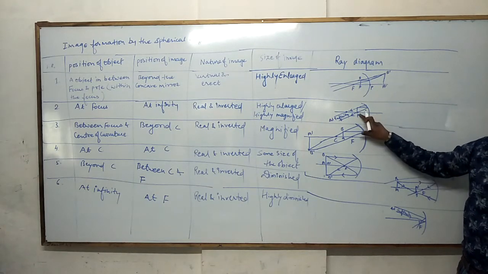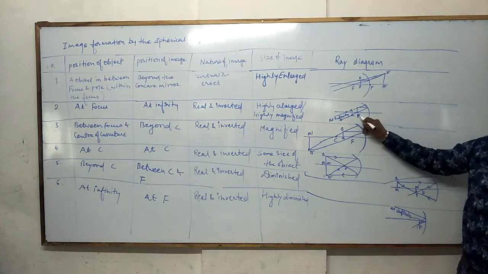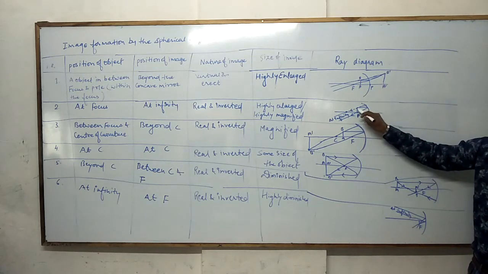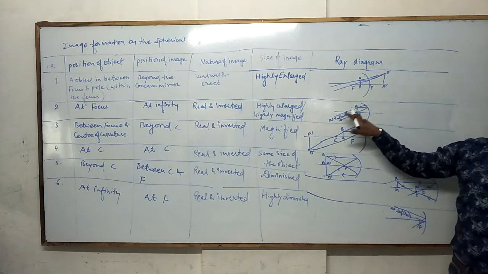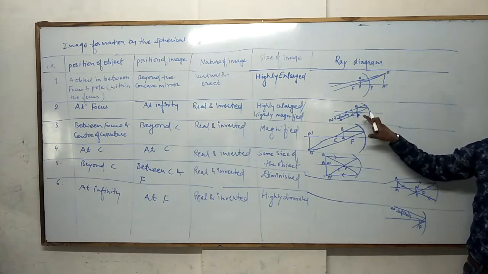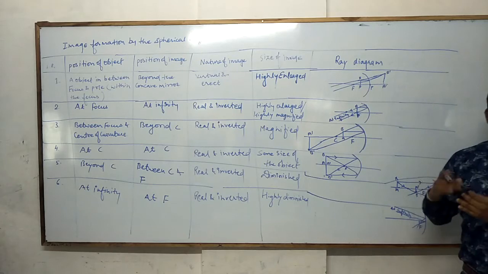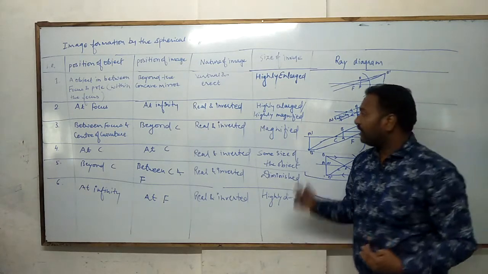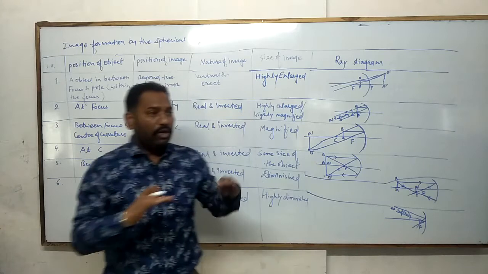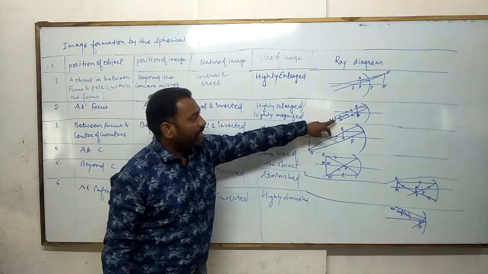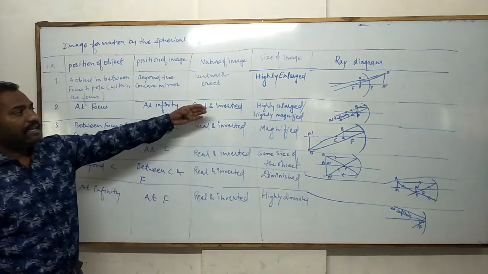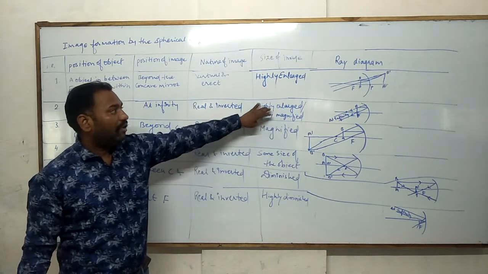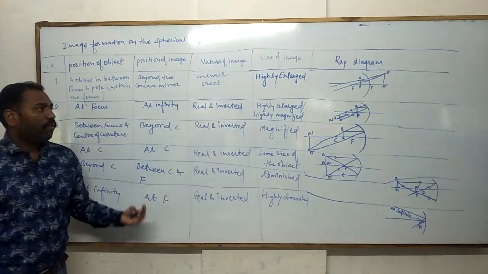When we look here, this A and B is the size of the object. So the image will be formed at infinity. The image is formed in front of the mirror, that's why it is real, and it is formed just below the principal axis, that's why it is an inverted image. And highly enlarged or highly magnified, both are the same thing. A very highly enlarged image will be formed.